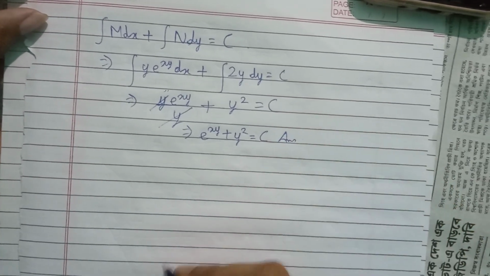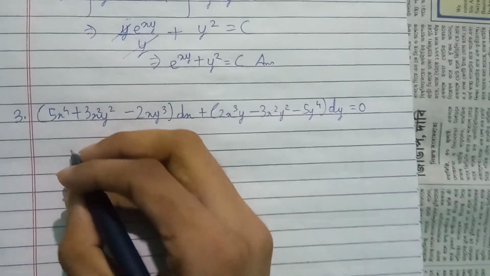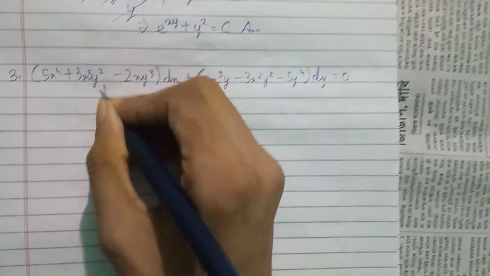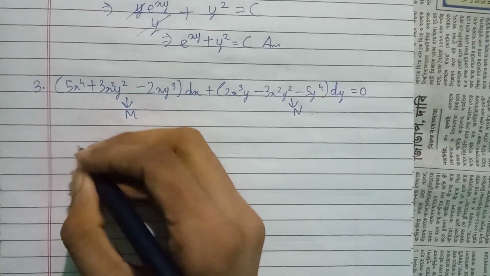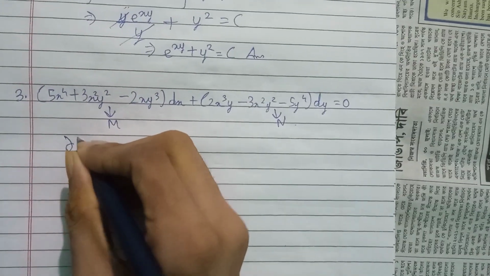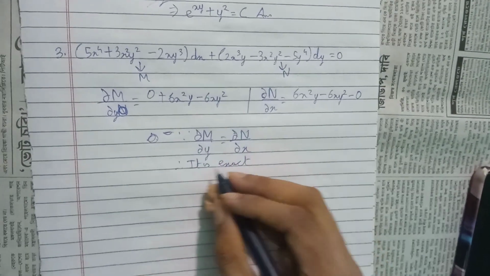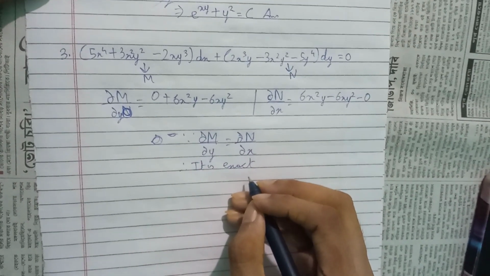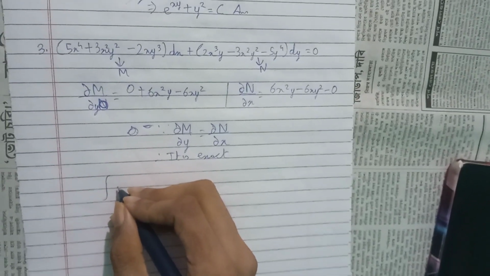So now let's move to question number 3. It is again in the form which we needed, so we will put M and N. Now we will find the partial derivatives. Again both are equal, so it is an exact differential equation. Now again we need to integrate to find the answer.